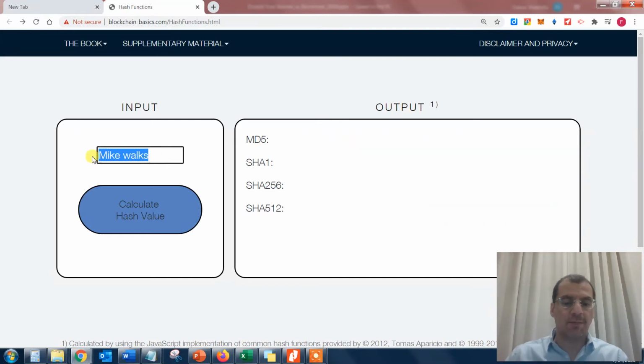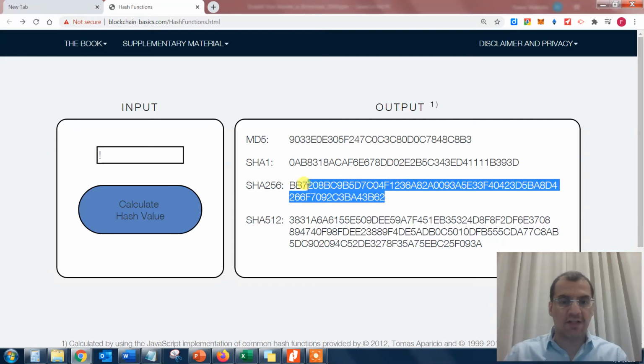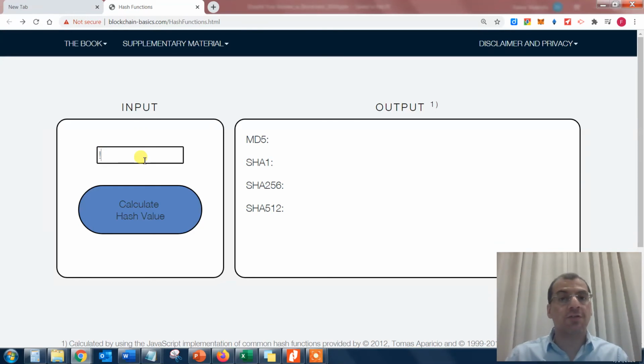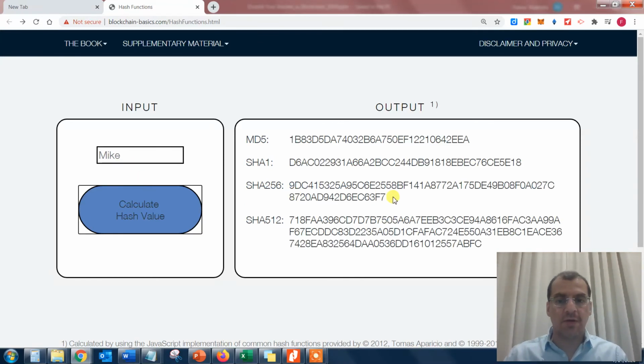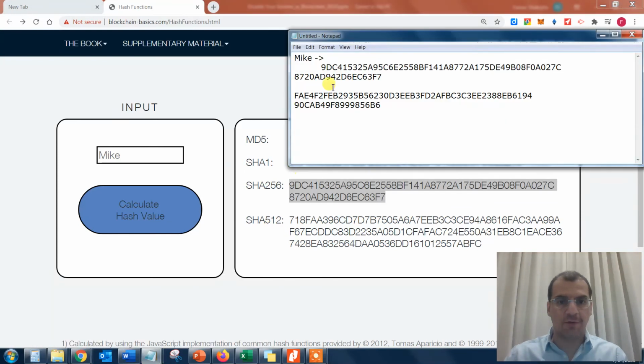Now, let's take another example. Even if I put an exclamation mark and calculate, I get again a fixed length message output, but it is different from what I got previously. And keep in mind, this is also case sensitive. So "Mike" will always get me the same output message, which is the first one that we got here, 9DC415, with the last four digits 63F7.